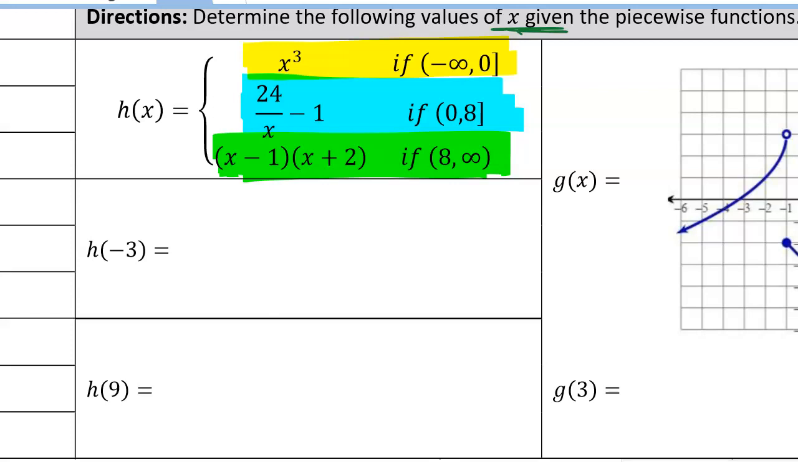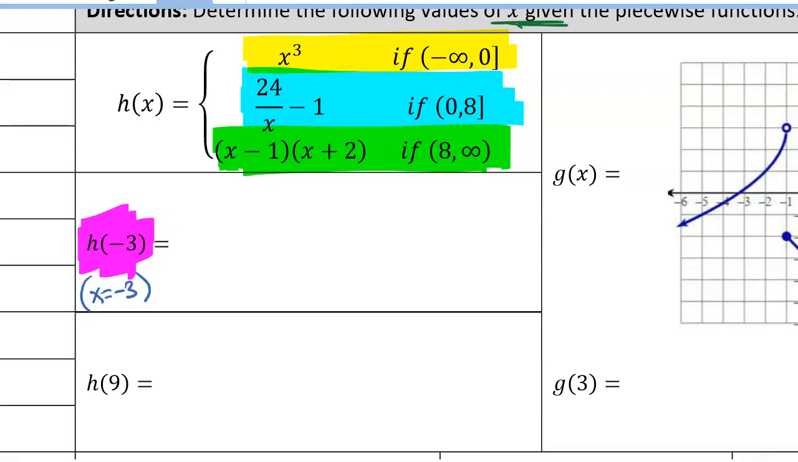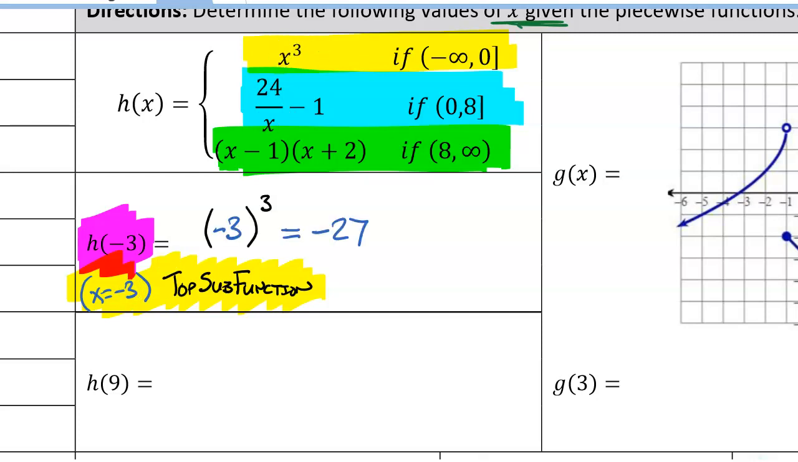So each question we're going to start off with is, what is h of negative 3? Now, this just means when x is equal to negative 3, what is our y value? Well, we have 3 different subfunctions to choose from: the yellow, the blue, or the green. Where does x equal negative 3 fall within these subdomains? That's right, it falls in the yellow region, or the top subfunction. So all we're going to do is take negative 3 and substitute it into this rule, x cubed. Negative 3 cubed is equal to negative 27.